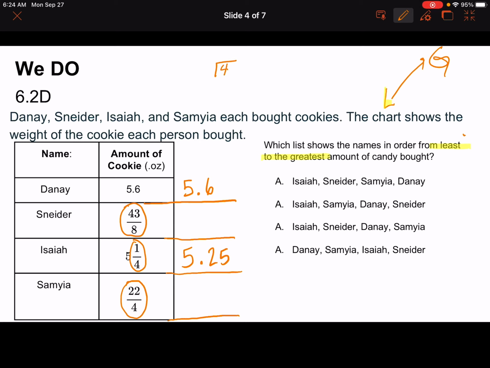Let's do 43 divided by 8. 8 goes into 4 0 times. 8 goes into 43 5 times, leaving 3/8. So I know I could write this as a mixed number, 5 and 3/8.